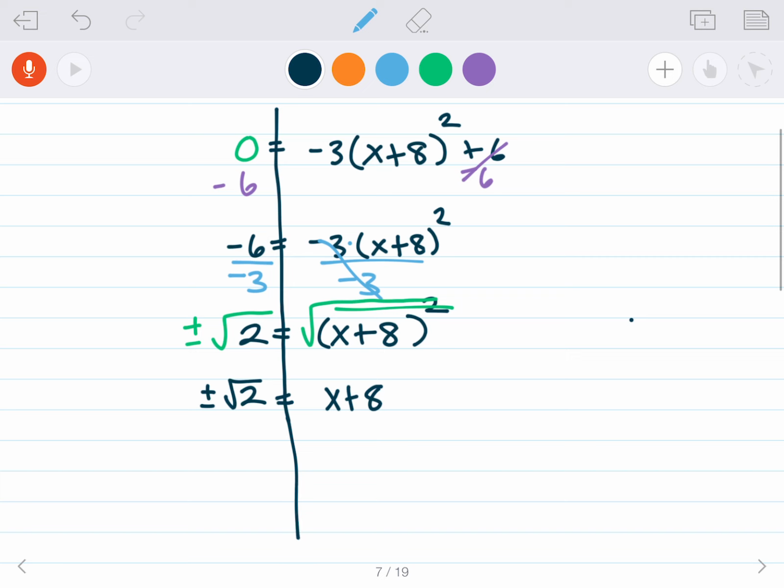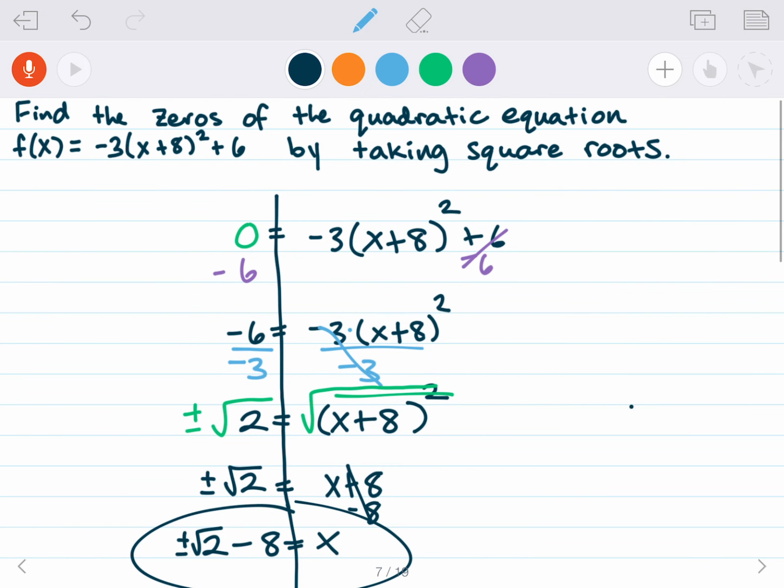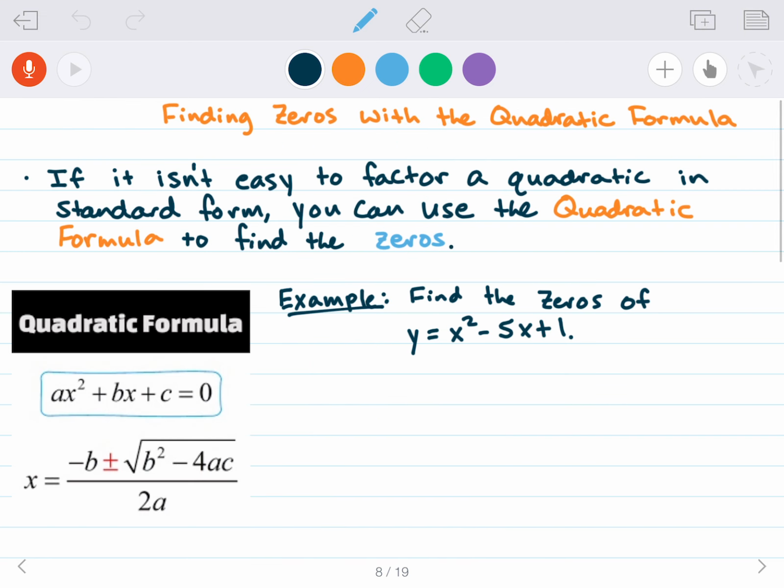Finally, I'll subtract 8 from both sides to get x alone. And I'm left with plus or minus the square root of 2 minus 8. So these are my two zeros: the positive square root of 2 minus 8 and the negative square root of 2 minus 8. Those are the places where this quadratic is going to cross the x-axis.